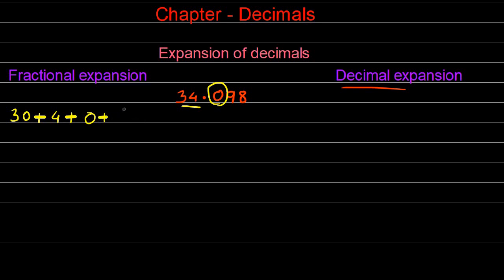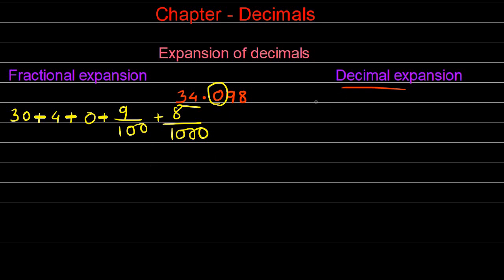Then 9 is present at 100th place, so its place value is 9 upon 100, plus 8 is present at 1000th place, so 8 upon 1000. Simple, done. This is the fractional expansion of any decimal. Very simple. You just need to write their place values. That is what we do in expansion. We add all their place values, and that's how we get the number.